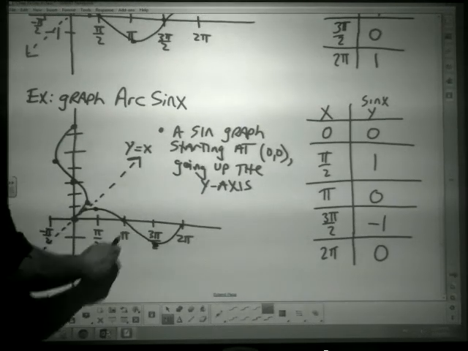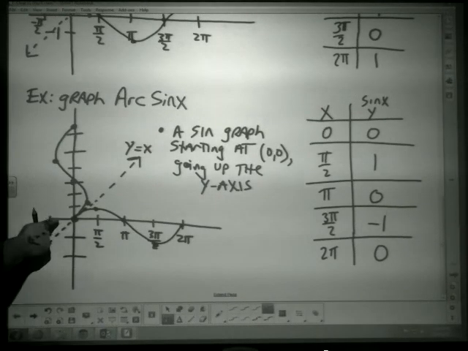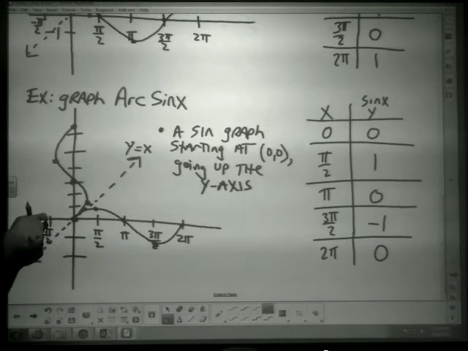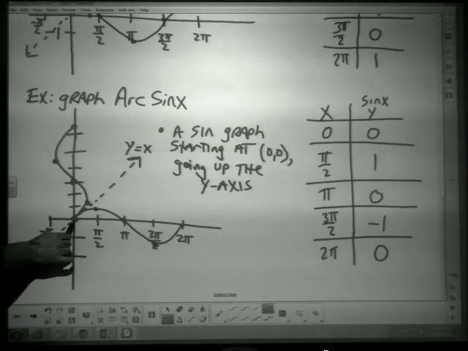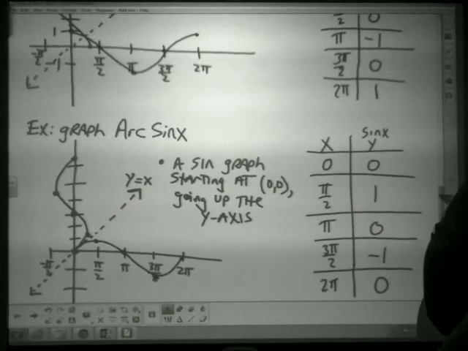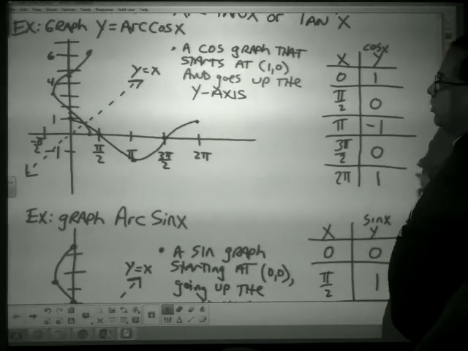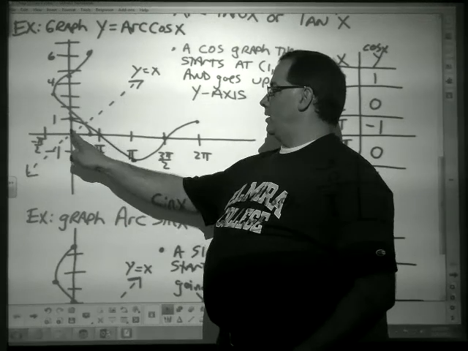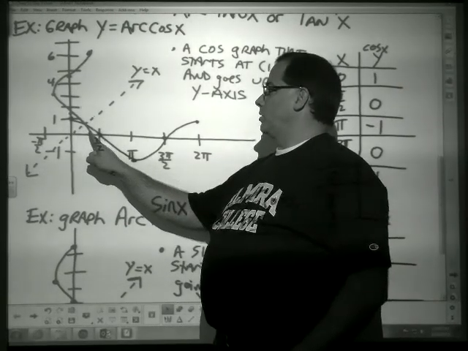They're just two graphs that on your test they're going to ask that you be able to recognize. And the biggest difference between the two is that arc sine starts at the origin, where arc cosine starts on the x-axis at 1, 0.